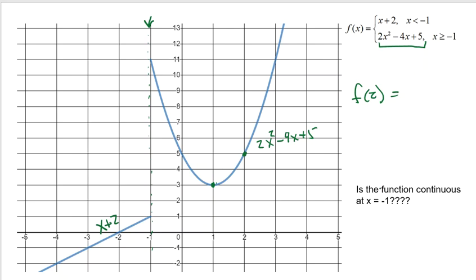All right, now there's an extra question here that's really important to talk about: is the function continuous at -1? We've spent a lot of time in previous videos talking about what it means to be continuous, but we've got to check three things.